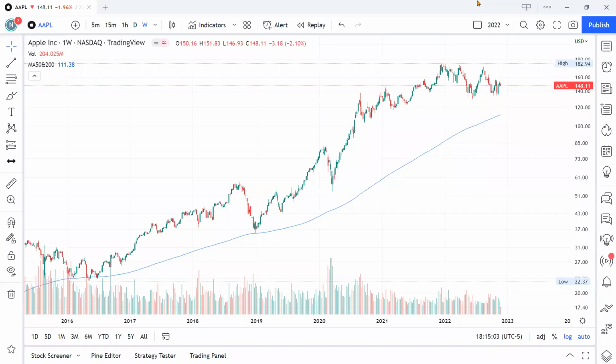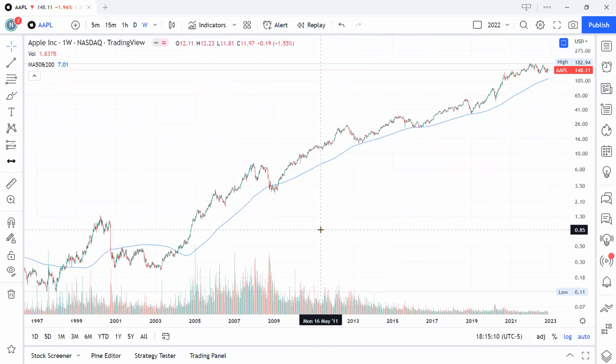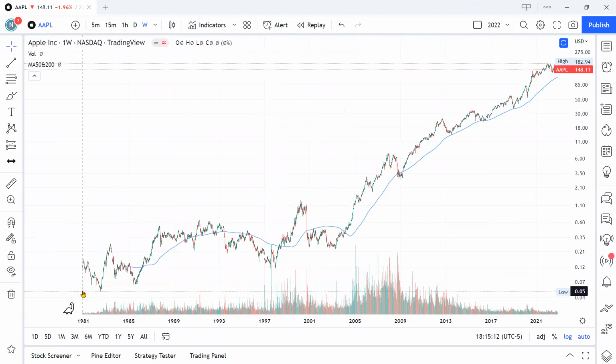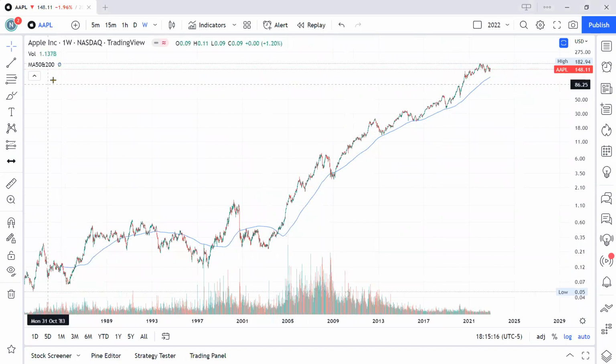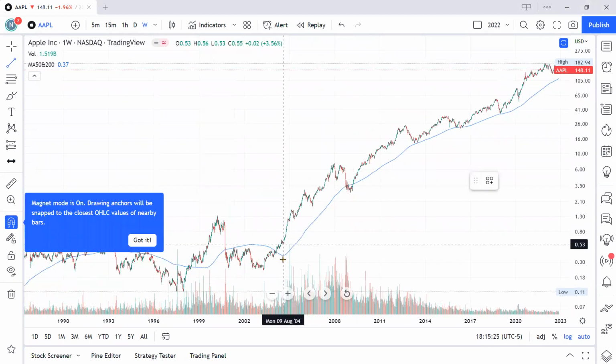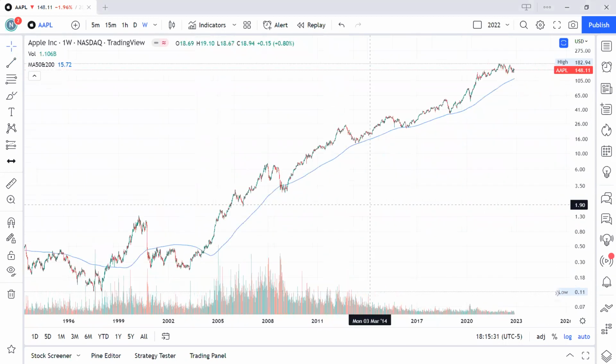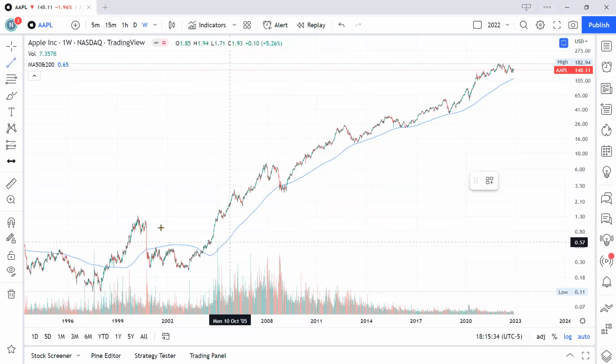On the screen, you'll see the weekly chart for Apple going back quite a long time. Wow, 81. So Apple's been around a super long time. I'm only going to start drawing the trend line at about the 2004, 2005 time frame. So bear with me here. I'm just going to eyeball this.